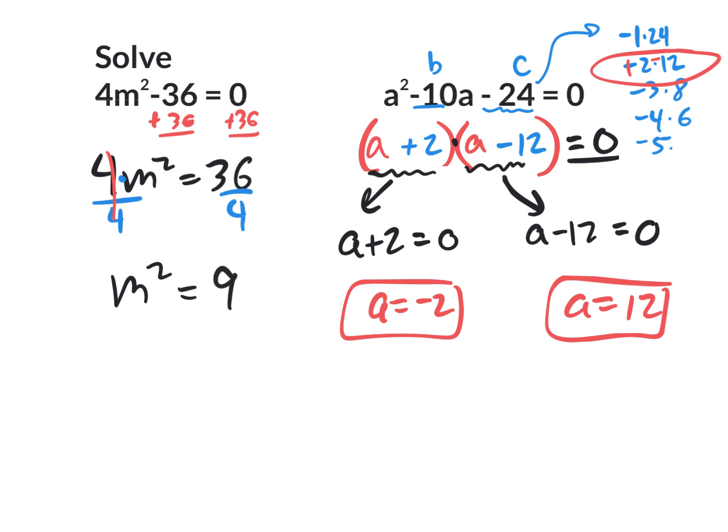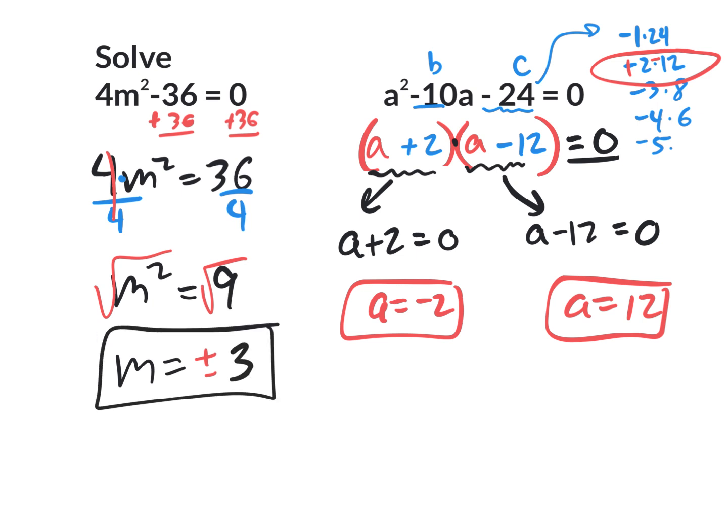And to get rid of the square, you could do the square root. And what you do to one side, do to the other. But remember, when you apply a square root in an equation, you have to put a plus or minus in front of your answer. And the answer is 3. So m equals plus or minus 3. In my opinion, that's the best way of solving this equation.